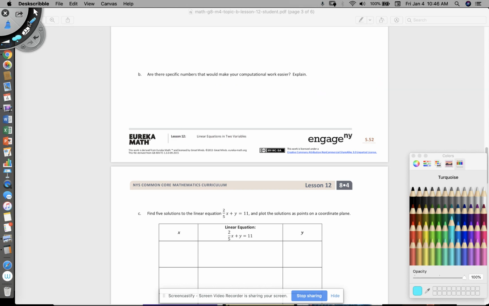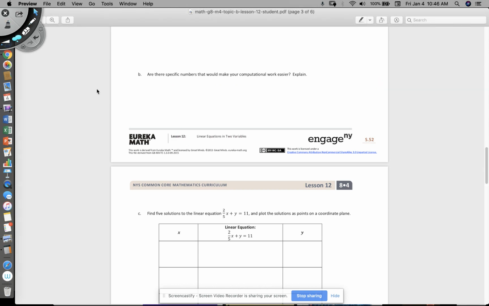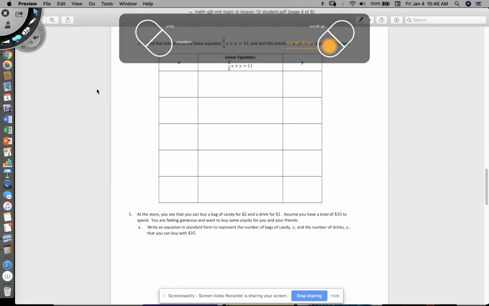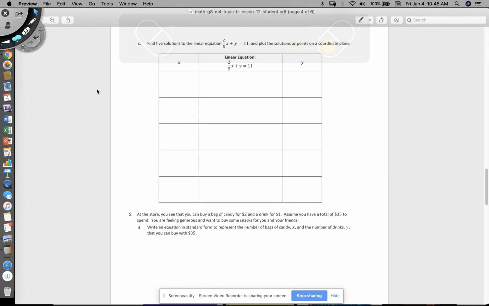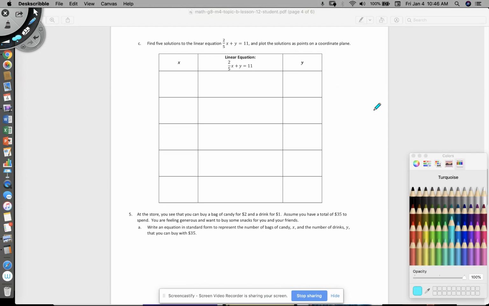All right, let's look at this problem here. Again, we're going to choose 5 solutions. Now, we're looking at this exact equation we were just talking about. So let's use those multiples of 5 just to make life a little bit nicer. So I'm going to say 5, 10, 15, 20, and 25.